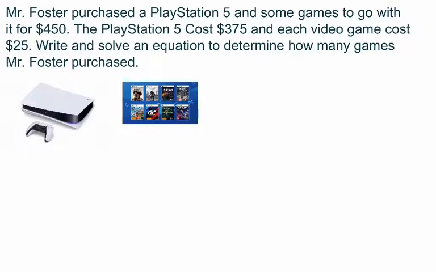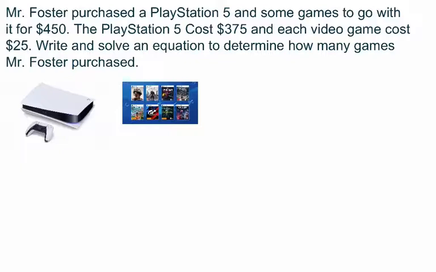Alright, let me shrink this up here. So what we want to do is two things. We want to take the information here and write basically a one variable two-step equation, and then from there we can solve it and figure out how many video games I purchased here after we've written the equation. So let's pull some information out of this word problem.